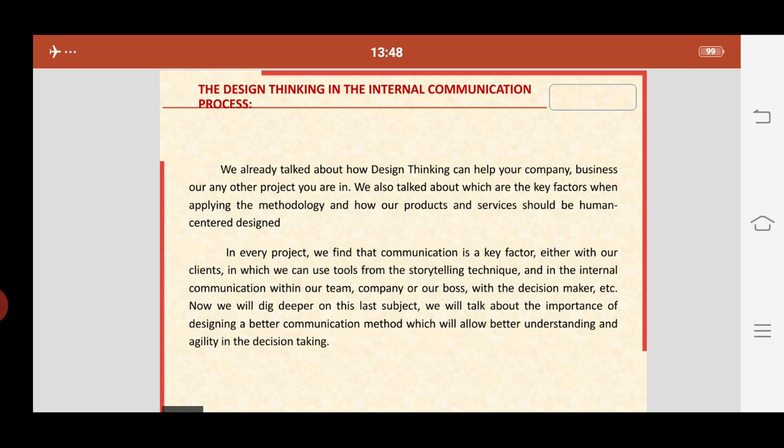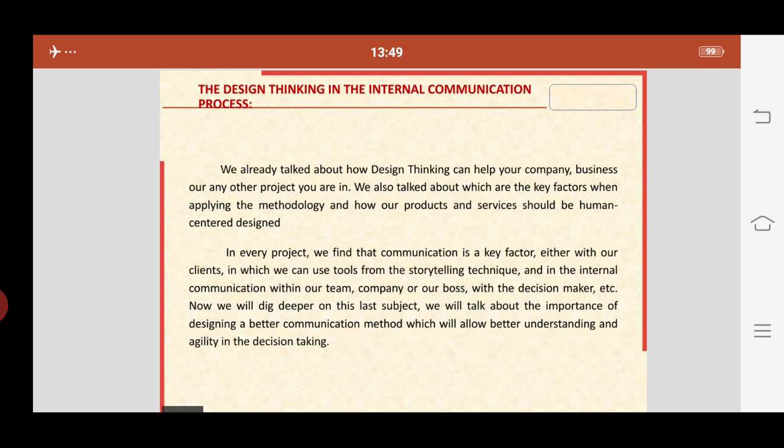And now we will talk about dig deeper, to make a lot of effort with all one's resources on this last subject. We will talk about the importance of designing a better communication method, which allows better understanding with colleagues and our boss, and agility, in the sense of moving very quickly and easily in taking decisions. Okay, this is the concept of design thinking in the internal communication process.